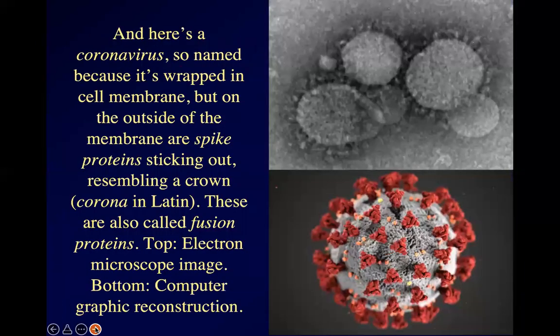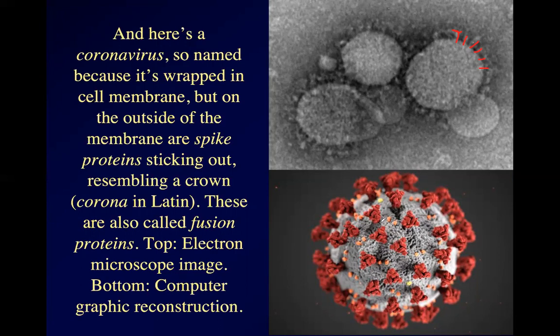And this is your friend and mine, the goddamn coronavirus. Now, coronaviruses have a capsid. Coronaviruses wrap themselves in a cell membrane like the herpes virus does. But on the outside of that cell membrane, you have spike proteins that are sticking out. And I'm drawing them in red up at the top. Down at the bottom, that's a computer graphic model of a coronavirus. And you can see the spike proteins sticking out because they're in red.